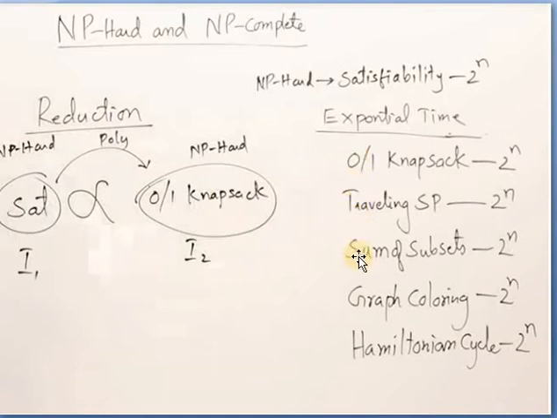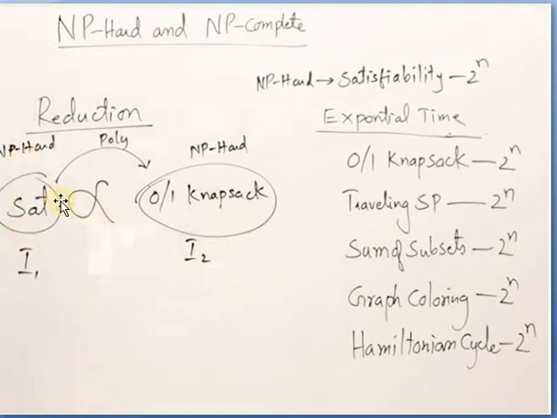Now to show the relationship between the satisfiability problem and other exponential time algorithms, the procedure is a reduction. Now we will understand what a reduction is. A reduction is a procedure to show the relationship between the satisfiability problem and other exponential type problems. For example, consider this is a satisfiability problem.